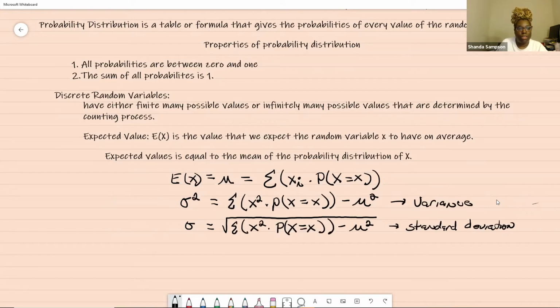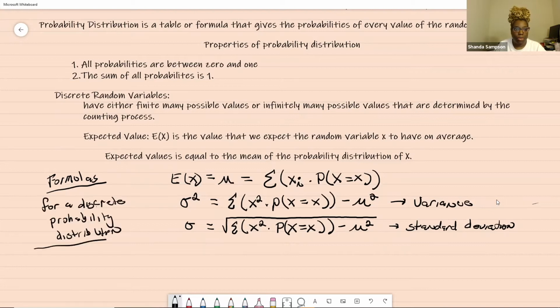So I can title this the formulas for a discrete probability distribution. If you can't read that, that just says the formulas for a discrete probability distribution. So you have the mean, which is the expected value, you have the variance, and you have the standard deviation. So those are the three formulas. So let's jump into our example.